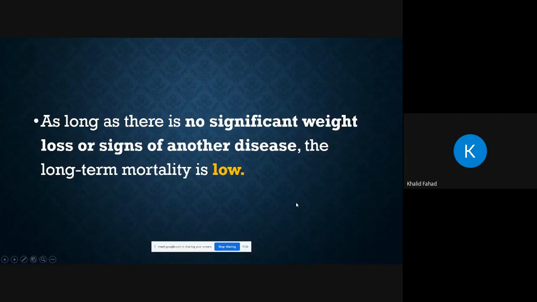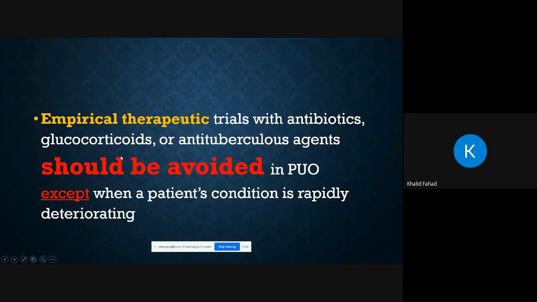The other concept is that empirical therapeutic trials with antibiotics, glucocorticoid, and antituberculous agents should be avoided in FUO, except when the patient's condition is rapidly deteriorating. So we should not give antibiotics, steroids, or antituberculous drugs empirically unless the patient's condition is very critical. If the patient is healthy, with just fever and good functional status, we follow him, educate him how to measure his temperature about 4 times per day, and when he feels fever, he measures his temperature in order to document it.